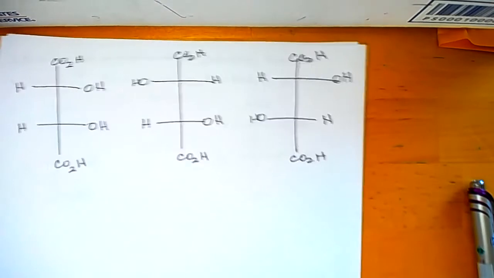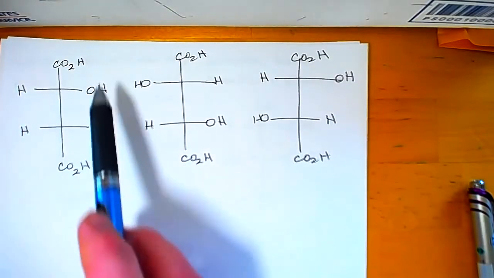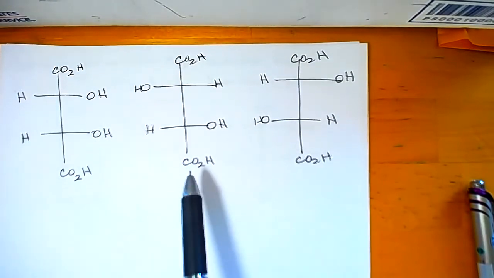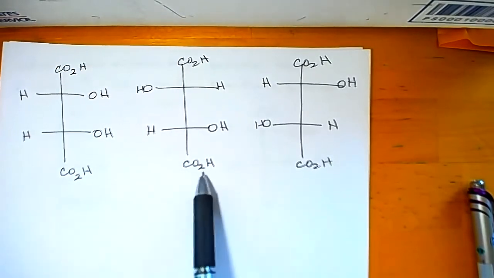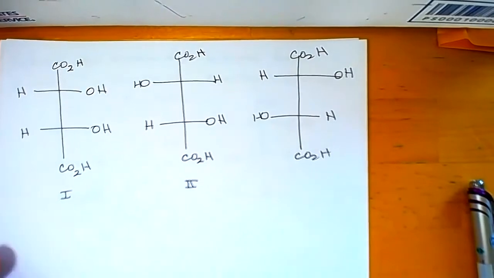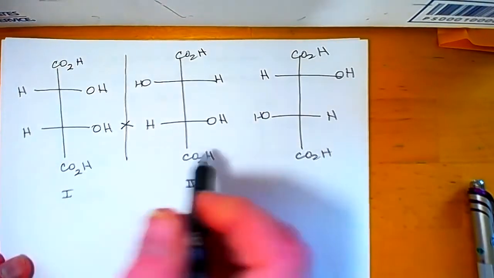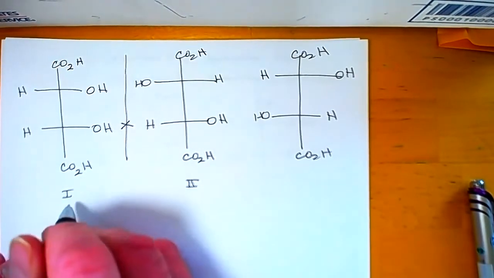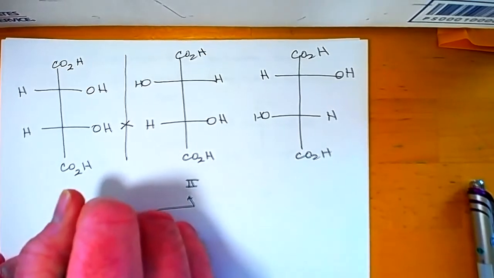Now, if you look at these, you can see that the carboxylic acid groups are the groups that are going away from us. The ones that are coming towards us are these two OH groups and these two hydrogens. Now, it should be pretty easy to see that compound 1 and compound 2 are not mirror images of each other. There's a mismatch right here. Yet they are configurational isomers. So the relationship between 1 and 2 is that these are in fact diastereomers.